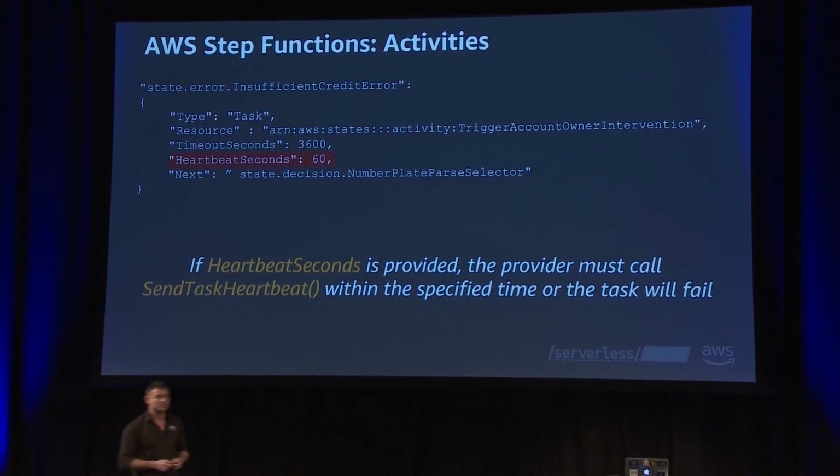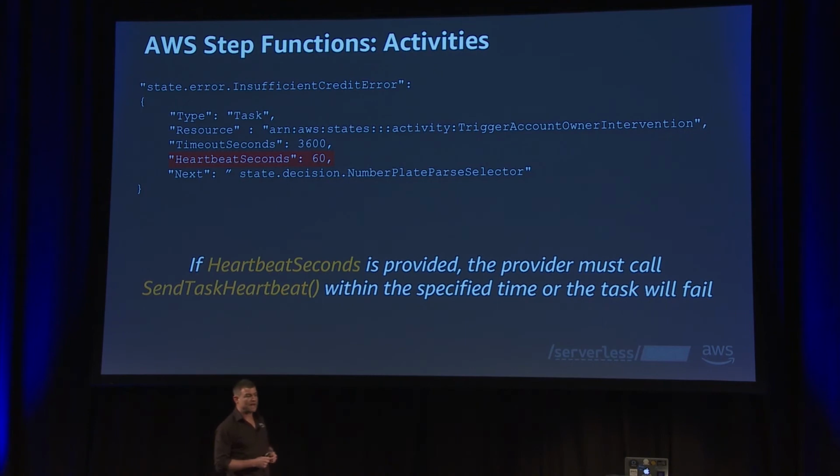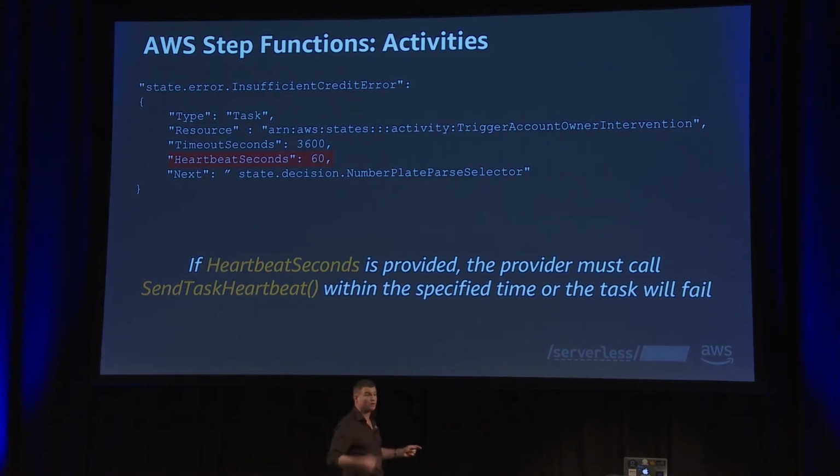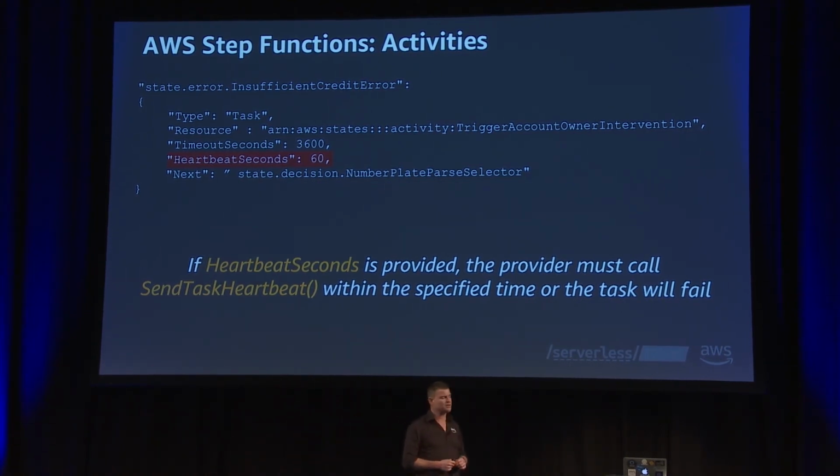The reason we do that is because if you have a 1-year running task and the poller falls over 1 day into that 1 year, you don't want to wait for 364 more days to find out that the state machine failed. You actually want to know straight away. So if the polling agent doesn't call in every 60 seconds, then the state machine will fail.